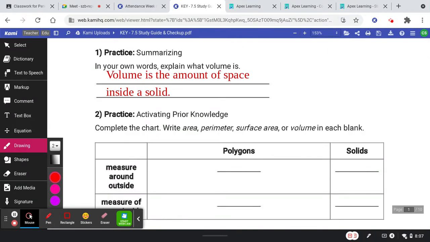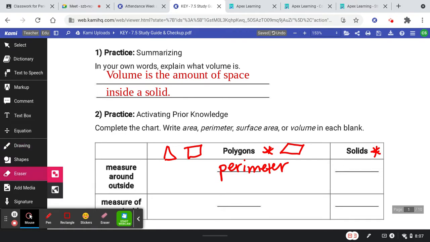Volume, the amount of space inside a solid. And then let's talk about what we used to do with polygons, and what we're now doing with three-dimensional solids, and there are similarities and differences. So the measure around the outside of a polygon, what's a polygon? A triangle, a rectangle, a parallelogram, etc. All those polygons we studied earlier, this was called the perimeter.